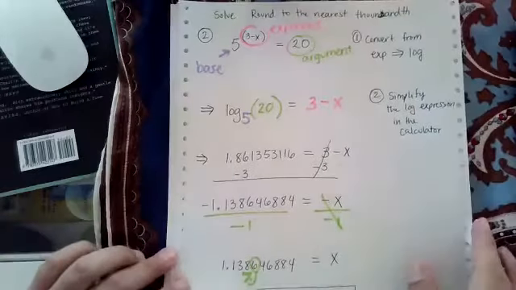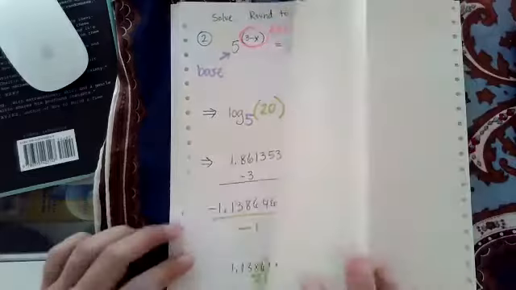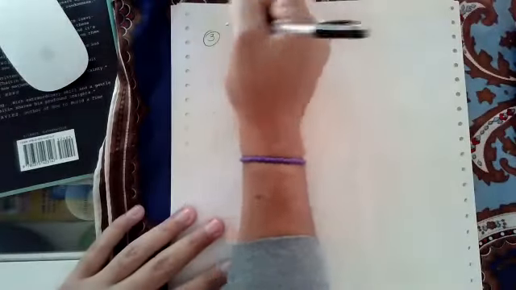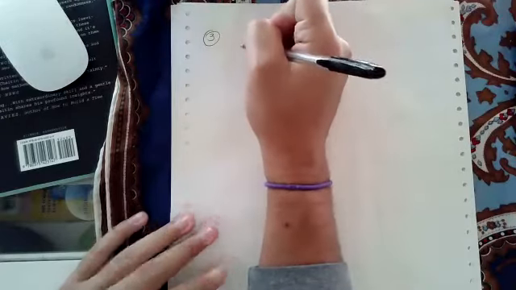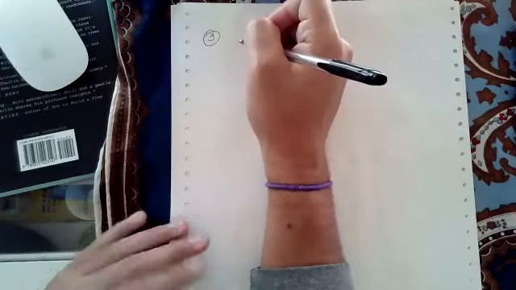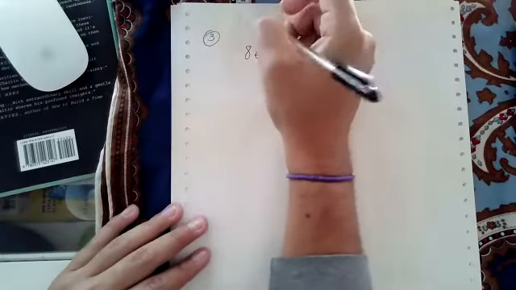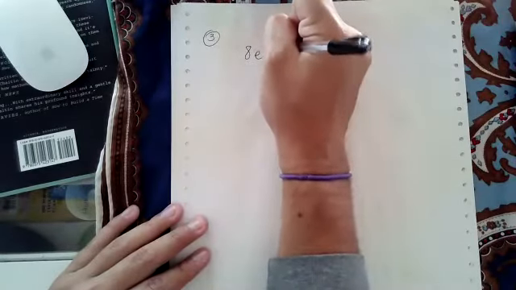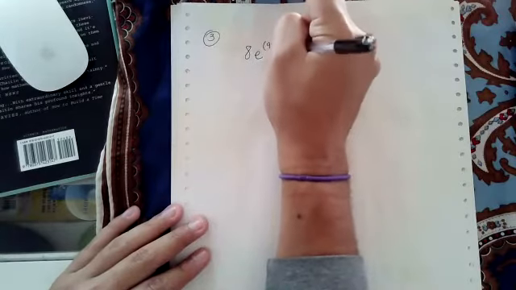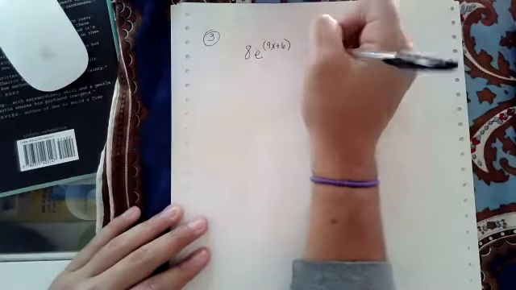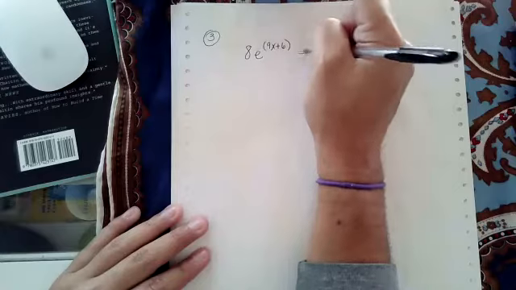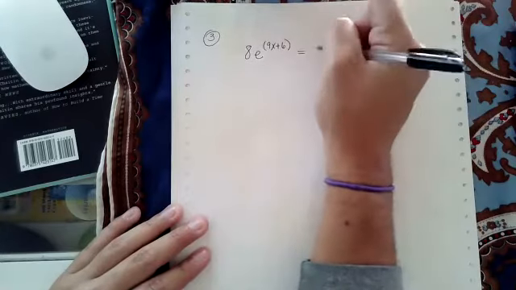Okay, I'm going to give you a problem and have you guys take about 3 to 5 minutes to work it on your own. So I want you to solve this, and again, round to the nearest thousandth place, so 3 decimal places. 8e raised to the 9x plus 6 is equal to 6.